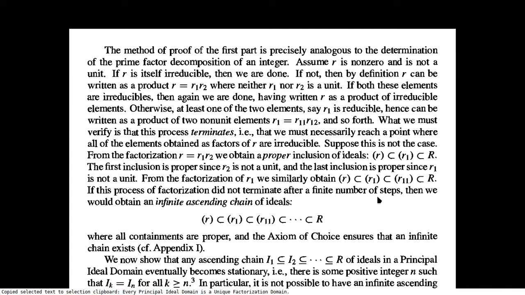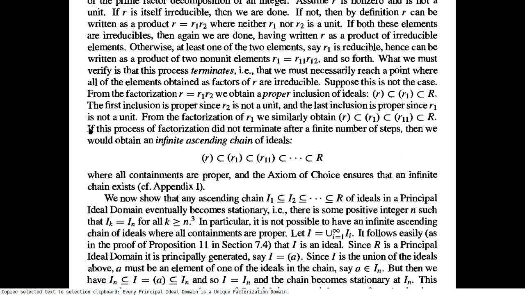So you're going to come to a point where this process terminates, right? So you're going to have factors that are irreducible. If this is not the case, from the factorization R equals R1 R2, we obtain a proper inclusion of ideals. Okay, so the ideal generated by R1 contains the ideal generated by R. And you will have this chain of ideals, an infinite chain of ideals. Interesting. And all the containments are proper.